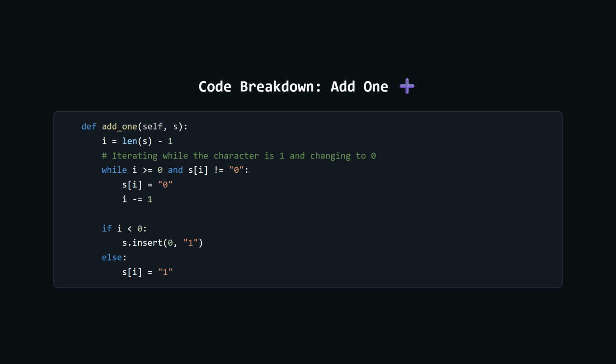The add1 function is a bit more involved. We start an index pointer, let's call it i, at the very end of our list. We use a while loop to move left. As long as we see the character 1, we turn it into a 0, carrying the addition over to the next place. The loop stops when we find a 0, or run out of numbers. If we ran out of numbers, meaning the original string was all 1s, we just stick a brand new 1 at the very front. Otherwise, we just change the 0 we stopped at into a 1.